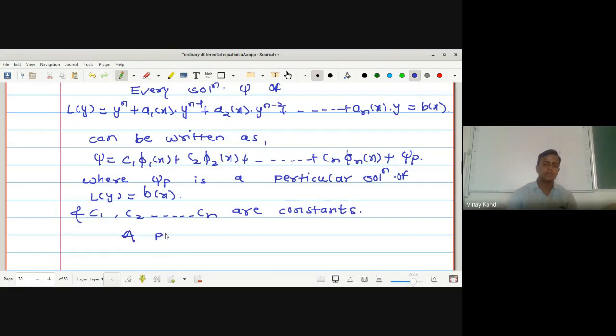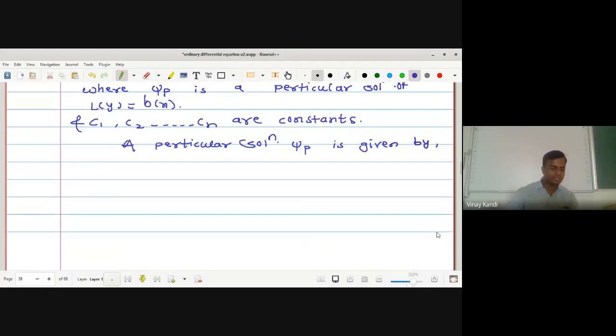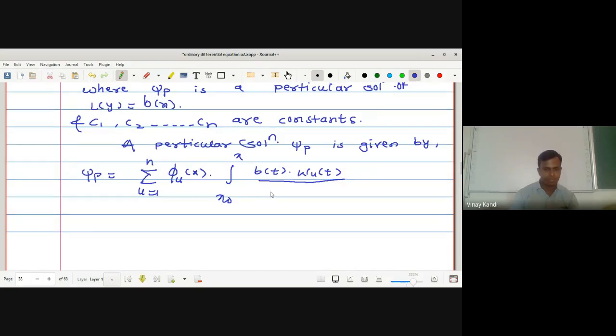And any particular solution psi p is given by psi p is equal to the summation, u from 1 to n, of phi u of x, take whatever variable, here the variable is u, integration from x naught to x of b of t into the Wronskian W u of t, upon the Wronskian of phi 1, phi 2 up to phi n of t, into dt.